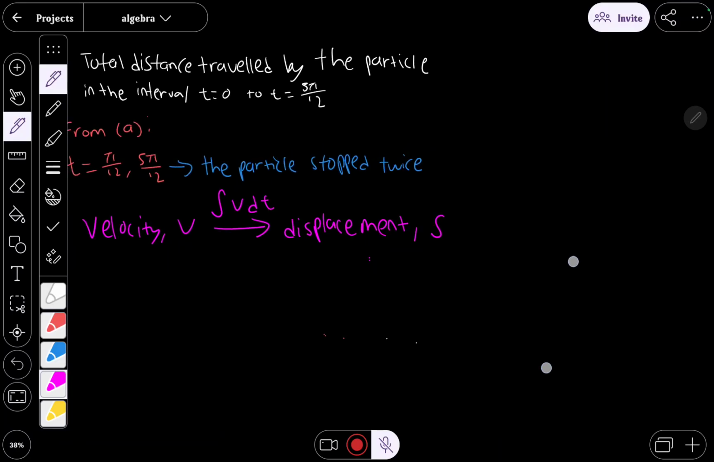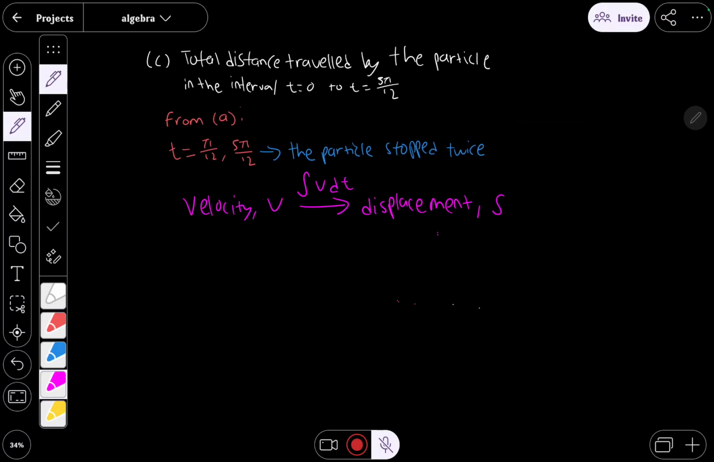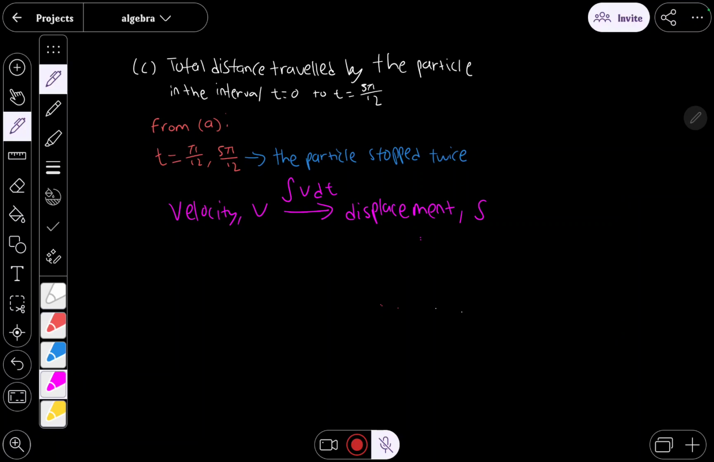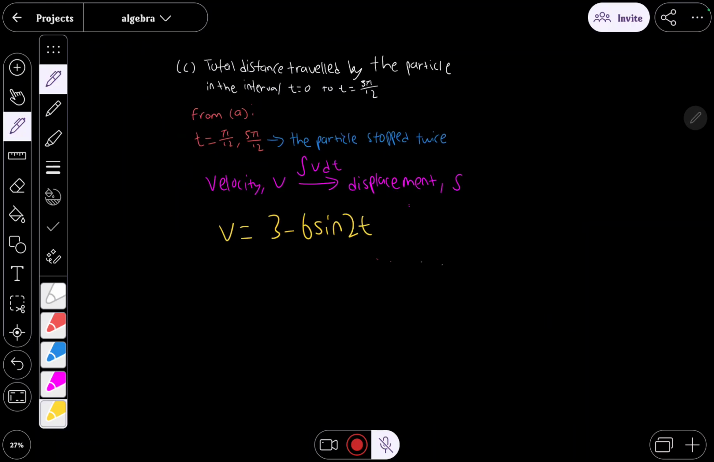Okay, so I'm going to show you the integration method. To go from velocity to displacement or distance, we integrate the velocity with respect to time. Given by the question, v equals 3 minus 6 sine 2t. So let's find the total distance. First, we will find the distance when the time is pi over 12. So integrate from 0 to pi over 12 of 3 minus 6 sine 2t with respect to time.